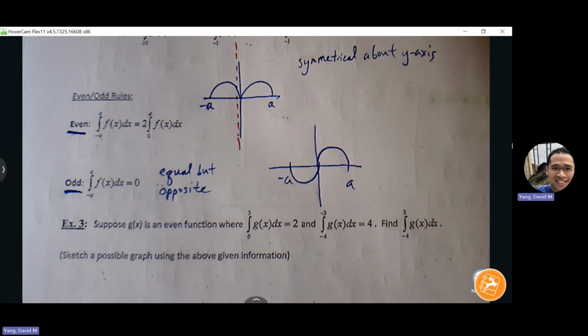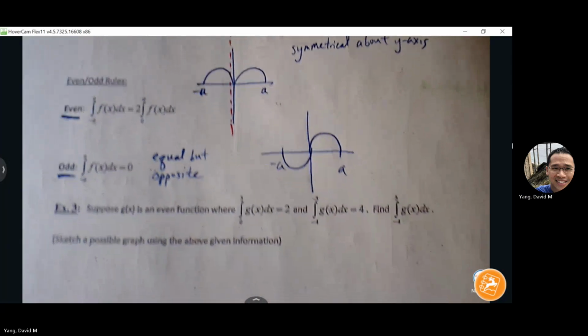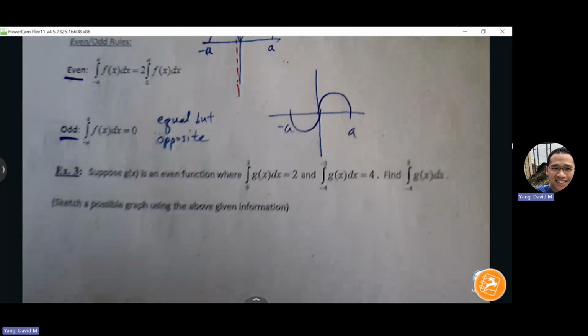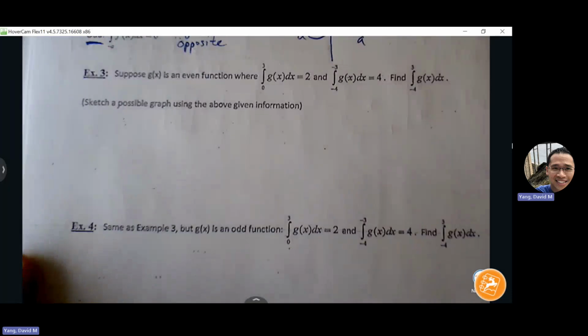All right, let me show you a few examples here. There's a certain order that I want you to do things, because if you don't do it in this order, I think it could throw you off. If we just follow this very specific order for even and odd functions, it'll be easier for you to avoid getting confused.